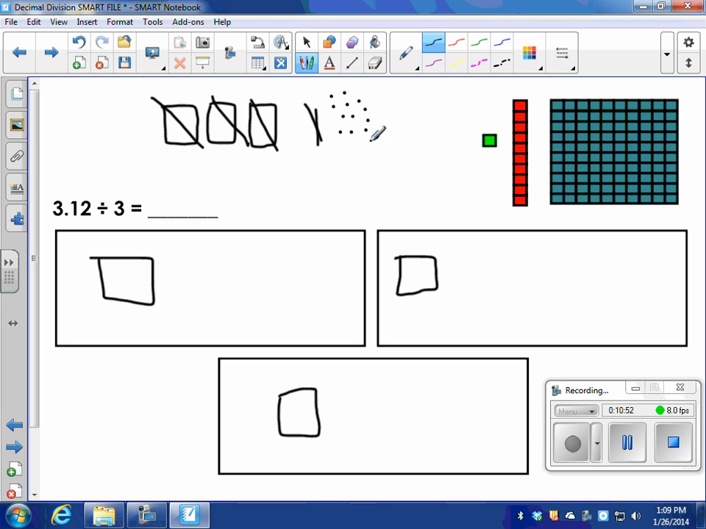And I know that I can take 12 and I can divide it by 3. So 12 hundredths divided by 3 is going to give me 4 hundredths in each group. 1, 2, 3, 4, 5, 6, 7, 8, 9, 10, 11, 12. So I'm all done with my hundredths now. So my final answer is going to be 1 whole and 4 hundredths. So 3 and 12 hundredths divided by 3 equals 1 and 4 hundredths.